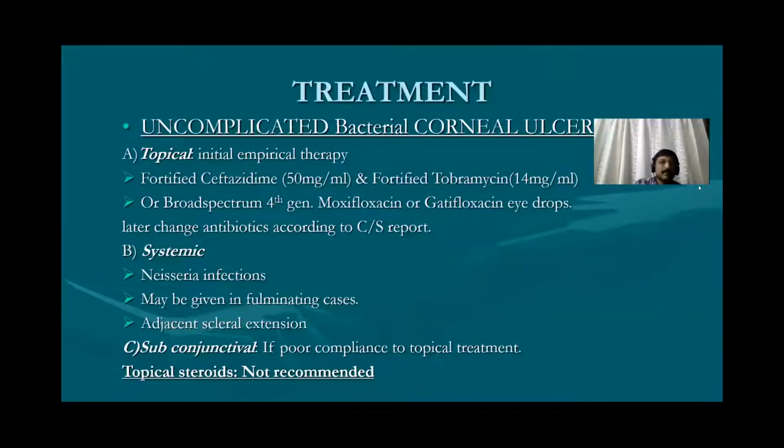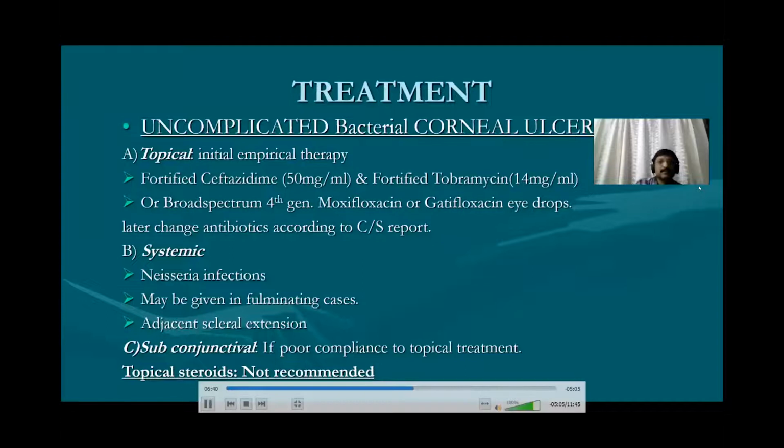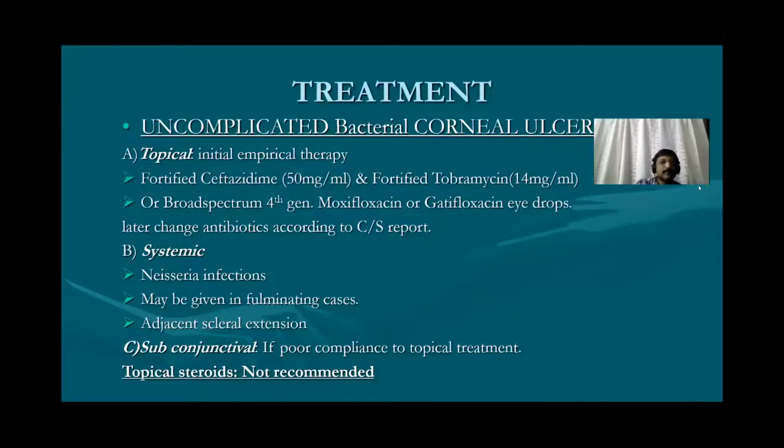Treatment: uncomplicated bacterial corneal ulcer. Topical treatment: initial empirical therapy can be done. Fortified cefazolin and fortified tobramycin are the drugs which are used for gram-positive and gram-negative organisms. Or broad-spectrum fourth-generation drugs like moxifloxacin and gatifloxacin eye drops can be used. Later, you can change the antibiotics according to the culture and sensitivity report.